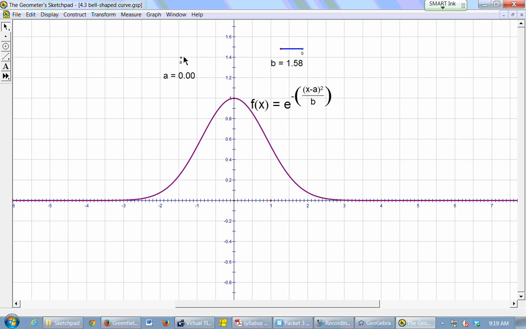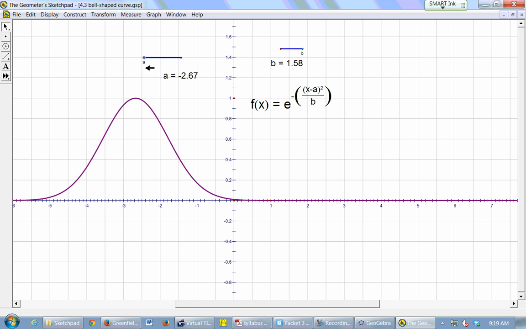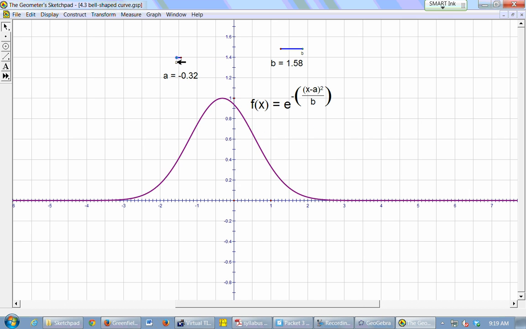All right, and then when I change a, this is just going to move my bell curve to the left and to the right. So it's just going to be centered somewhere other than 0.